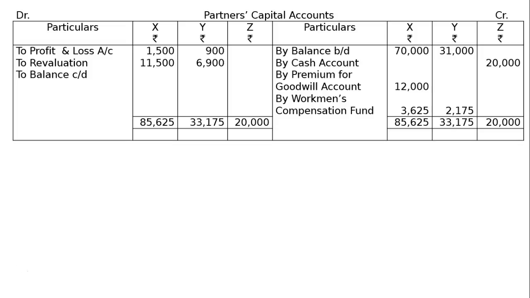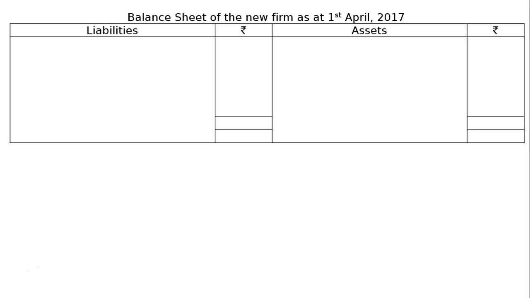Then balance carried down. That is the difference of capital of X, Y, Z. That is rupees 72,625 and rupees 25,375, and for Z rupees 20,000. Then draw the balance sheet as at 1st April 2017, and the differences.